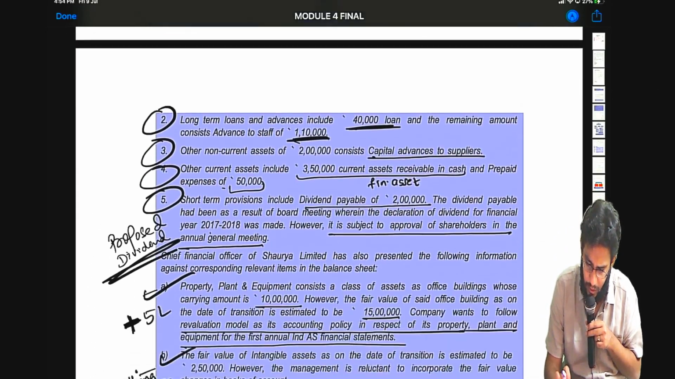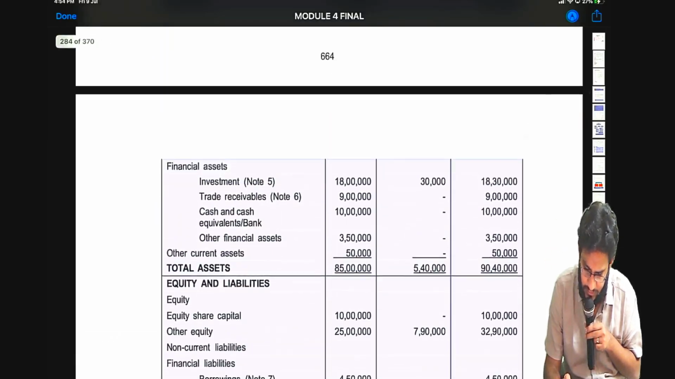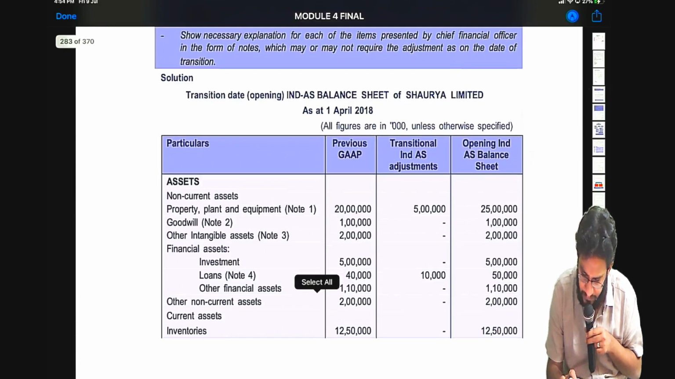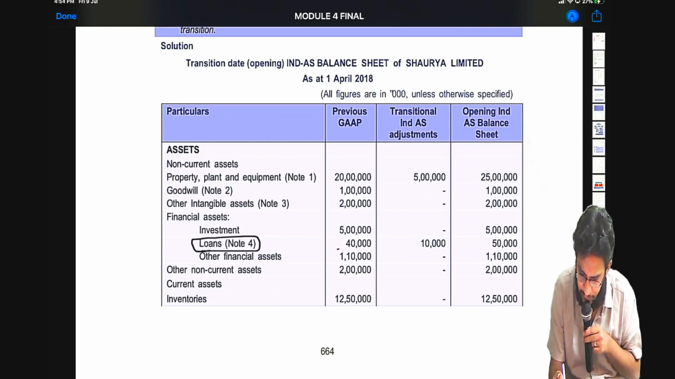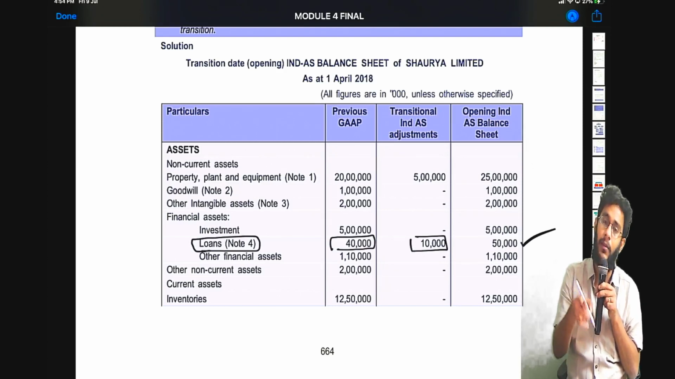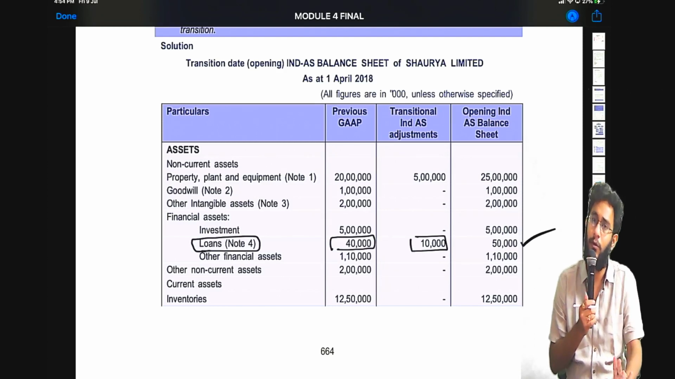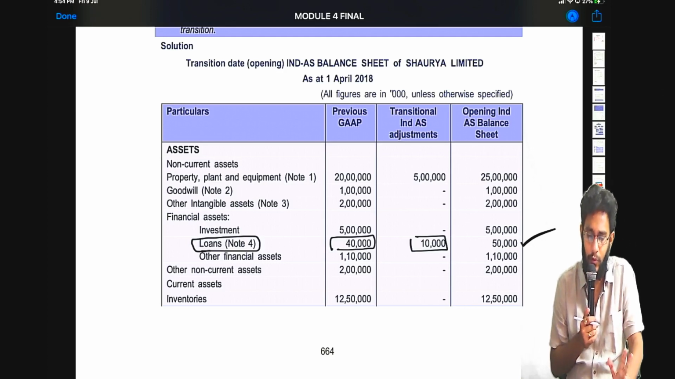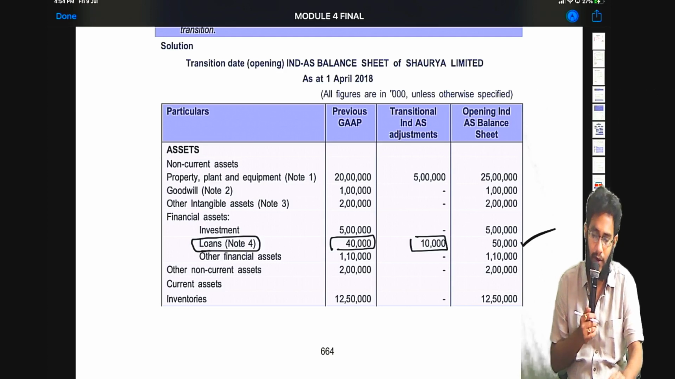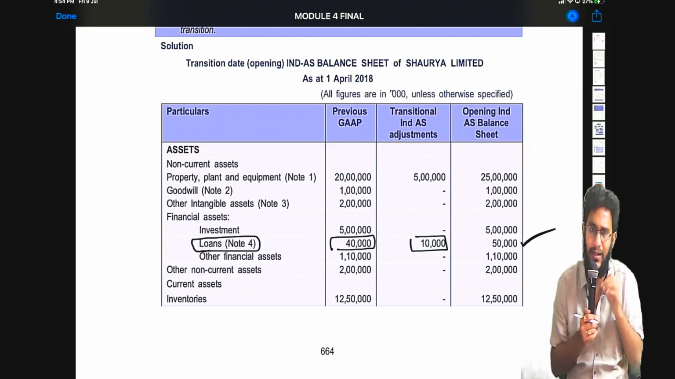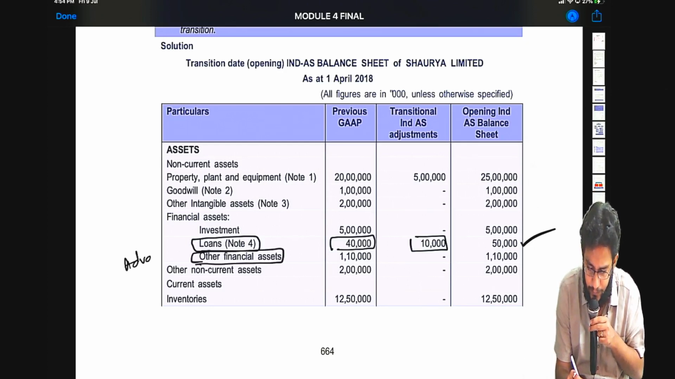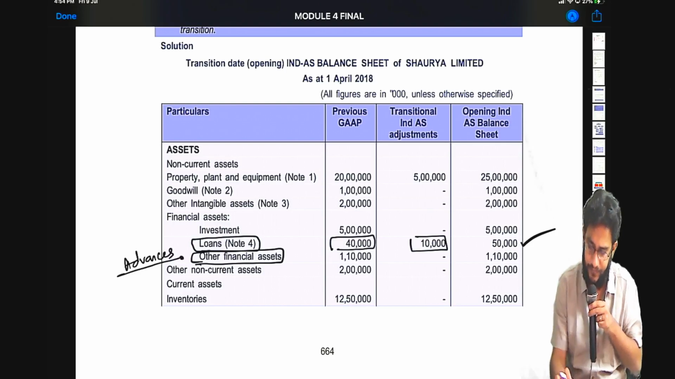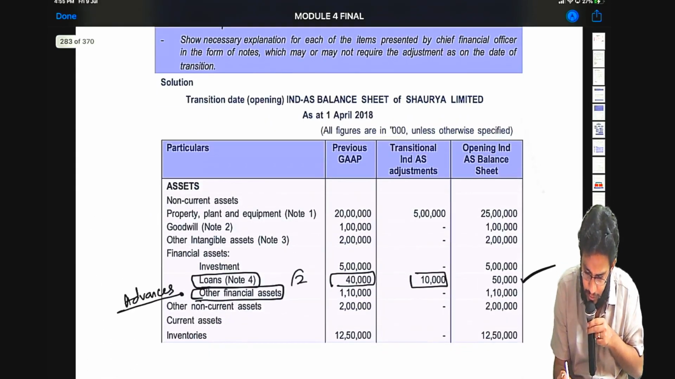Second point is regarding long-term loans and advances. That is on the asset side. Loans given 40,000 was there. To that you fair valued 10,000 and ultimately it became 50,000. That is regarding that. The remaining 110 were advances to staff. You must understand, in our Ind AS Division 2 balance sheet, you don't have any heading called loans and advances. You have the financial assets heading. In that, loans is a separate head. Advances you have to group under other financial assets. Let me write. This is point number 2 here.